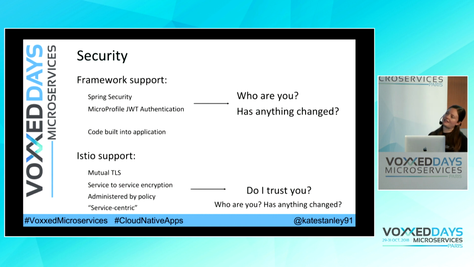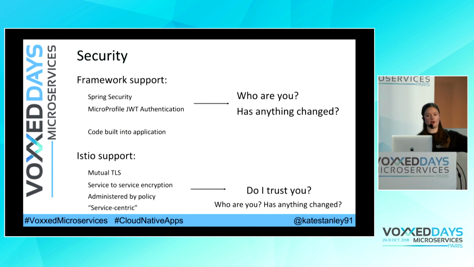But on the other hand, if you look at the framework support, you could argue that really your application is the one that should know whether a particular service is allowed to do something, whether a particular user is allowed to do something. So there really are conflicting pieces on either side here, and it's not necessarily as straightforward as I'll turn it on in Istio or I'll turn it on in MicroProfile, because they do provide slightly different things. None of the framework support will give you service-to-service encryption necessarily by default.